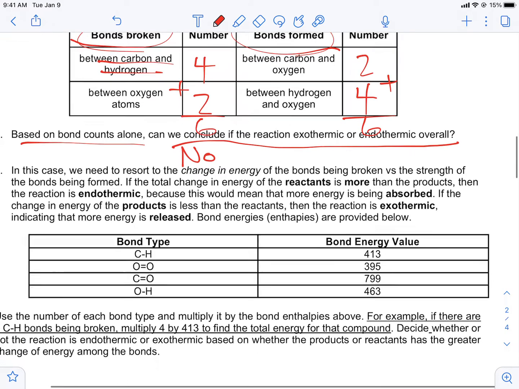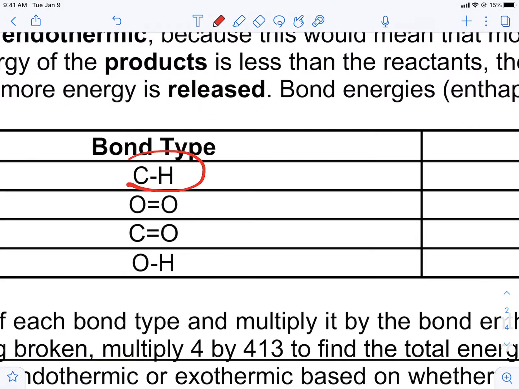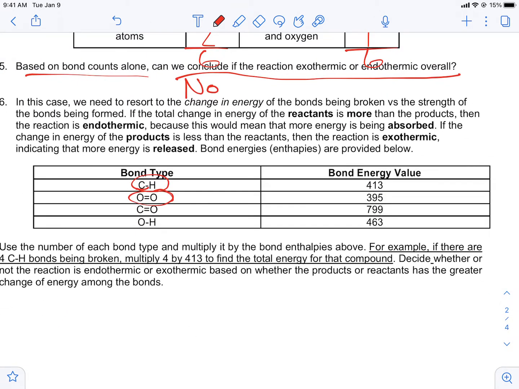So every bond type in chemistry will have, and when I say bond type, I mean is it between carbon and hydrogen, oxygen and oxygen double bond, etc. For every bond type you have a different energy level. And what we're going to be looking for is comparing the relative energy on each side and seeing which one has a greater change in energy. So here's what we're going to do.